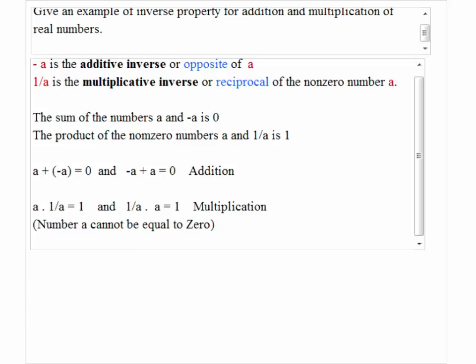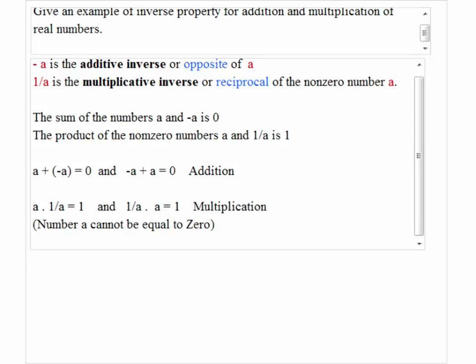The sum of the numbers A and negative A would be equal to 0. The product of the non-zero numbers A and 1 over A is 1. So when I have a number A and its opposite is minus A, when I add these two numbers, the result will be equal to 0. Or if I have an A and I take the reciprocal of that number, 1 over A, when I multiply these two numbers together, the result would be equal to 1.